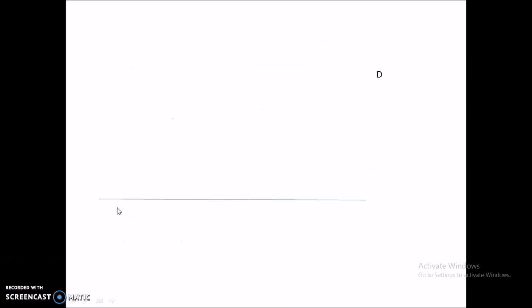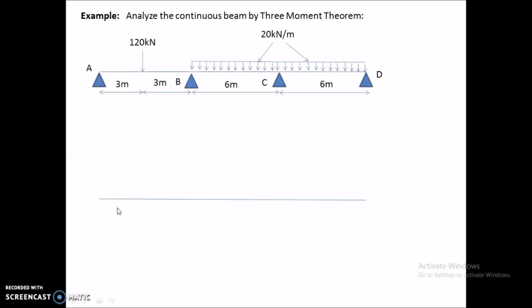Now coming to the example: analyze the continuous beam by the 3-moment theorem, and this one is the beam. It has 4 supports at A, B, C and D, and spans AB, BC and CD. The span AB consists of a point load of 120 kN acting in the middle, and span BC consists of a UDL of 20 kN per meter. The spans AB and BC are each 6 meters in length, and span CD is the same as span BC, with a UDL of 20 kN per meter and a span of 6 meters.